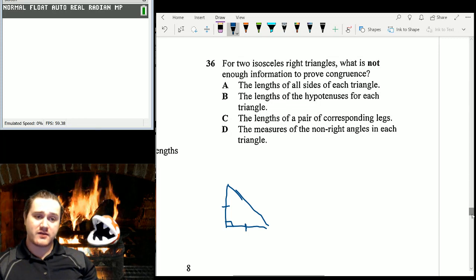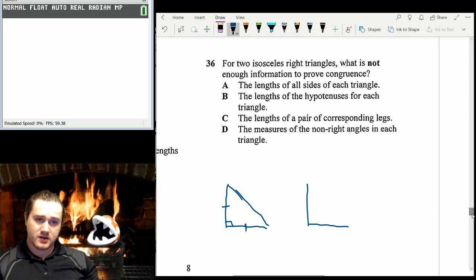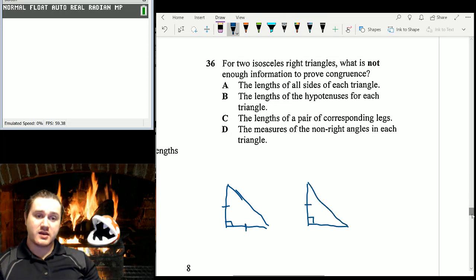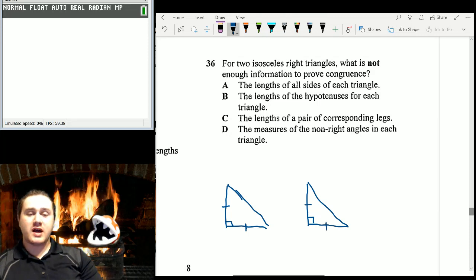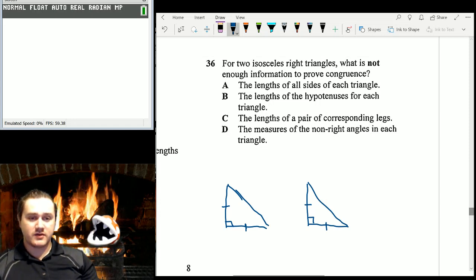So we're going to have two triangles where we have the legs already the same. We already have that kind of locked in. Now it's just a matter of figuring out which of these options apply. So, the length of all sides of the triangle, would that be enough information to prove it? Well, if we know all three of the sides for both of the triangles, yeah, we could easily tell that's enough information. Okay, so it's not A.